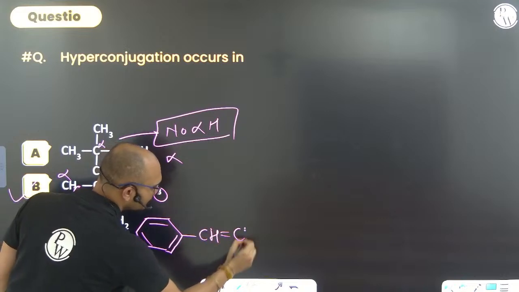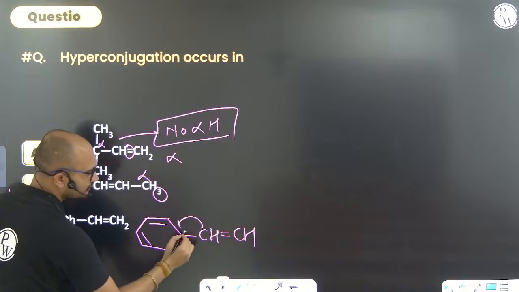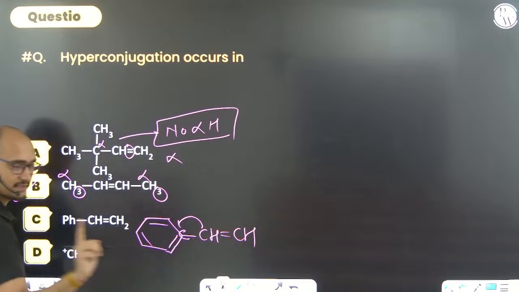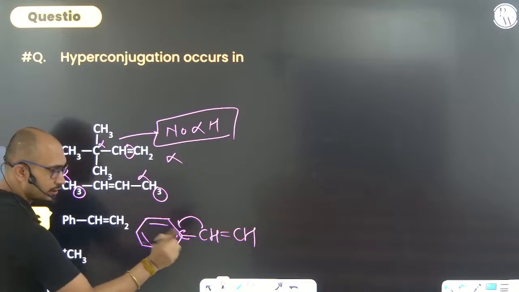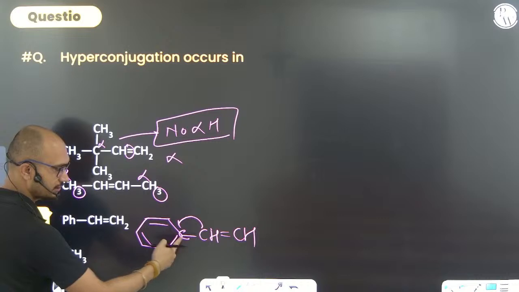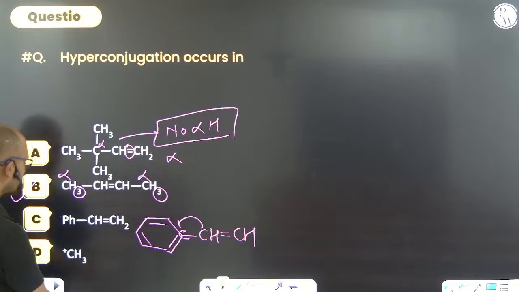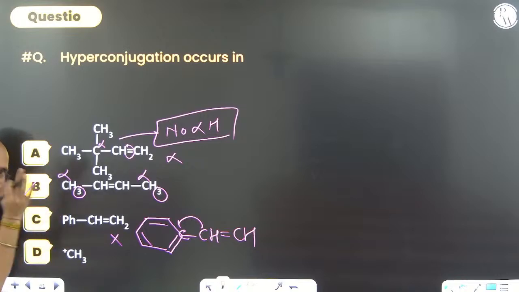CH=CH. Can you see the alpha to this carbon? Does this carbon have any hydrogen? No. Anyway, this carbon is not sp3 hybridized, it is sp2 hybridized, so do not think about it. No, it will not show. CH3+ is only one carbon, so where is the alpha carbon? No. So only B is the correct option.